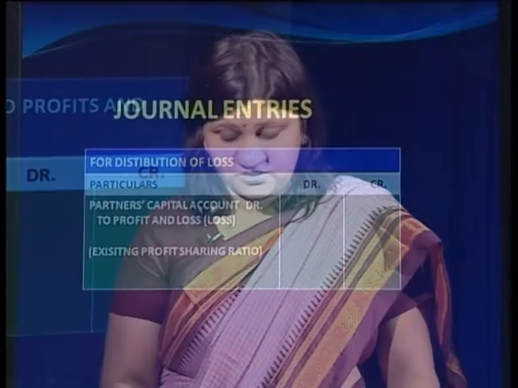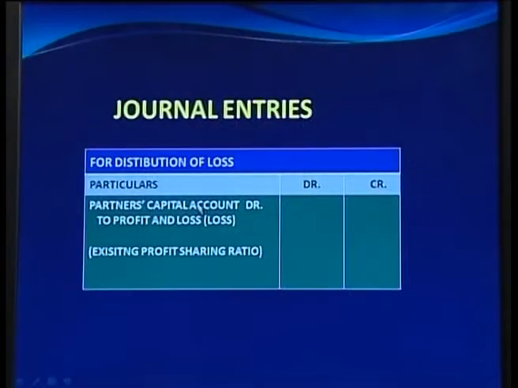Now, in the case of loss, it will be a reversal entry. So, when there is a loss, we will debit the partners' capital accounts and credit profit and loss, that is, the amount of loss is to be distributed into the capital accounts of the existing partners in the existing profit sharing ratio.